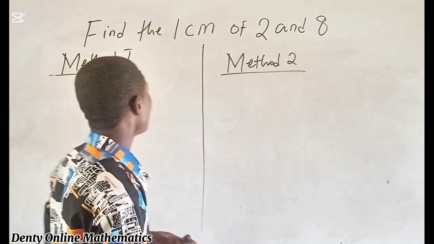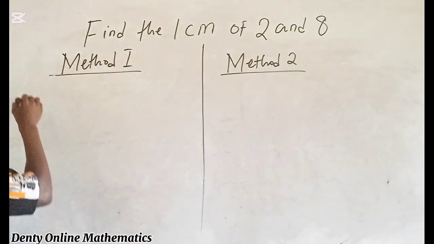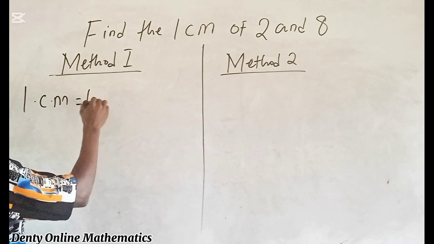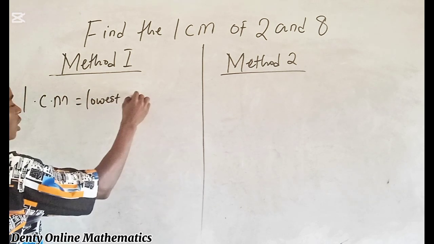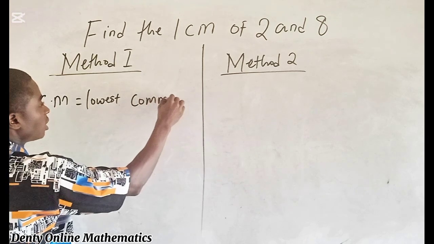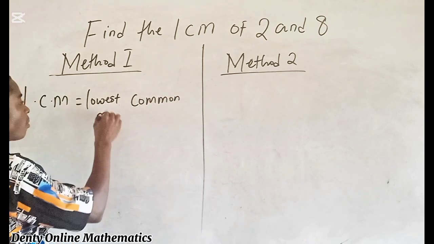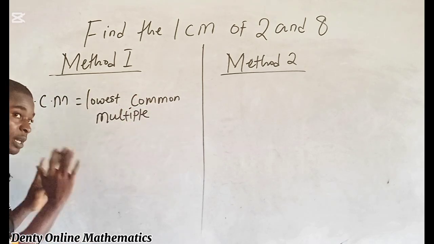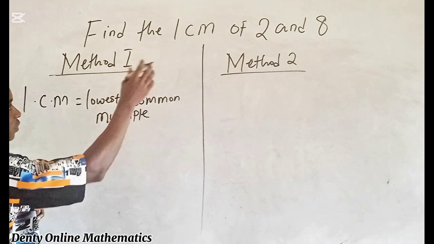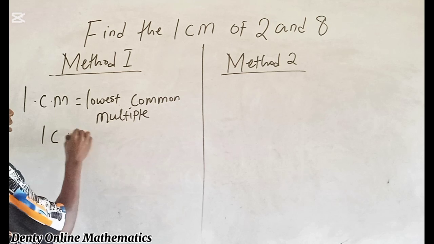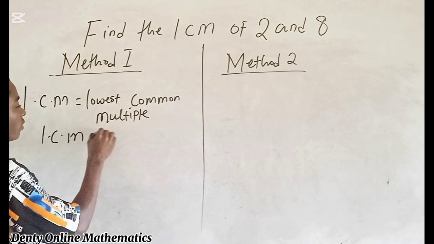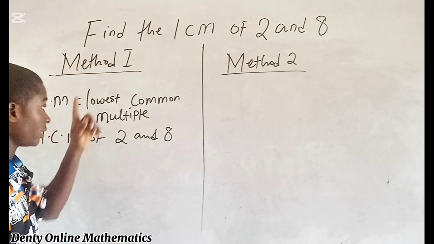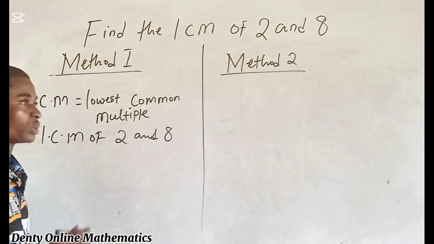All right. Now, LCM means lowest common multiple. You get? That's the meaning of LCM. So when we are asked to find the LCM of 2 and 8, for the first method, this is how you are going to do it.